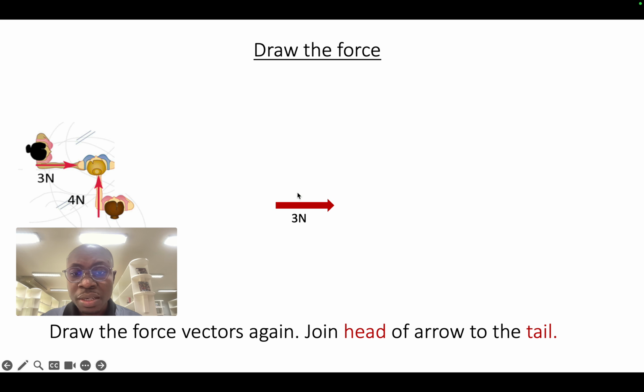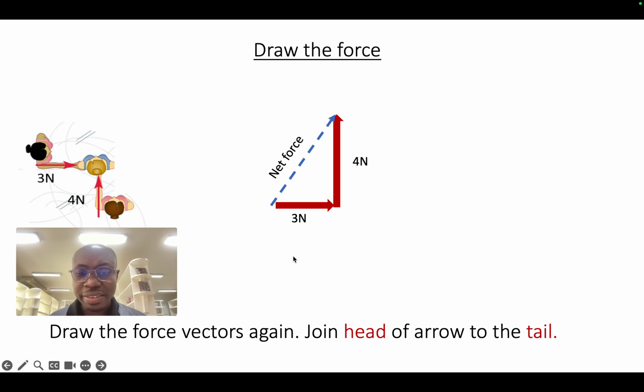We draw one of the forces first. Example, 3 newtons, and we draw the next one, the 4 newtons. And we join the head of the 3 to the tail of the 4, head to tail. And this will be the net force. We draw the net force from the tail to the head, the blue line, okay?